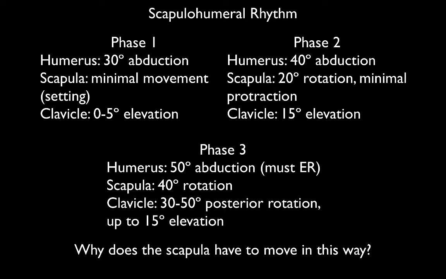There's some research that suggests that there are other ratios that are more accurate, but this is the most commonly cited, and so we'll continue to use this. But the point is that for you to be able to reach overhead, the shoulder joint, the scapula, and the clavicle all have to contribute to get you there. If the mechanics of any one of these joints are altered in any way, then you'll start to see problems with overhead movement. And so the scapula, to answer the last question, has to move this way, because otherwise we'd be unable to fully reach overhead in a way that's very necessary.